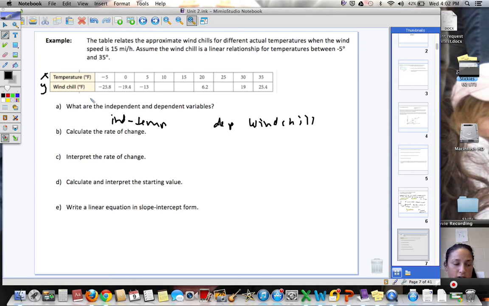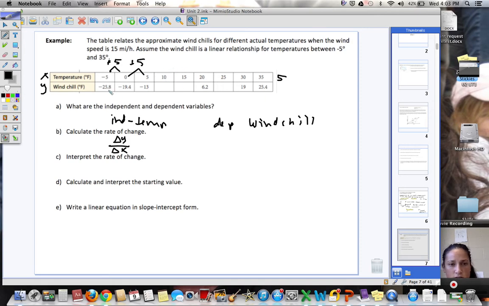Okay, so now we need to calculate my rate of change. To do this, remember, it's going to be my change in y all over my change in x. First, I'm just going to find out, if I look at my x values, I can see that it's counting up by fives, and it's positive. It's counting up by fives every time. So my x values are going to go by fives. So 0 to 5 is 5, 5 to 10 is 5, 10 to 15 is 5.